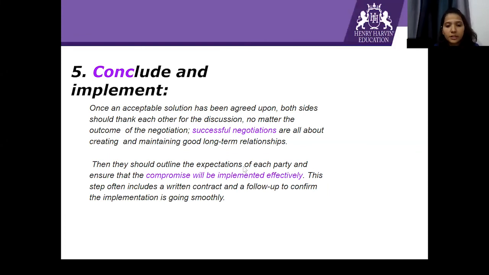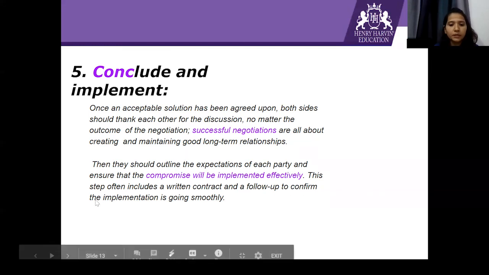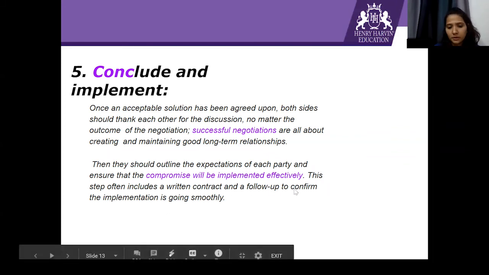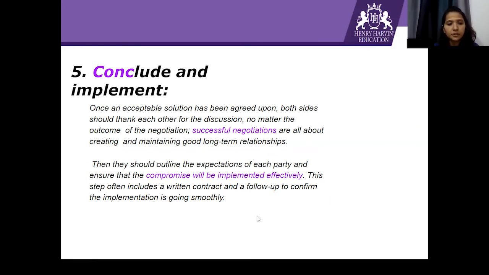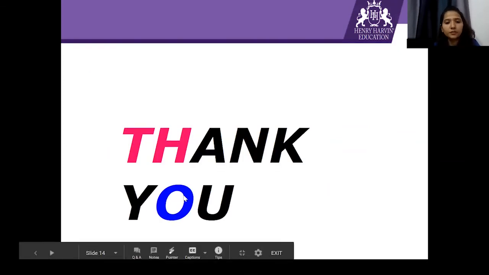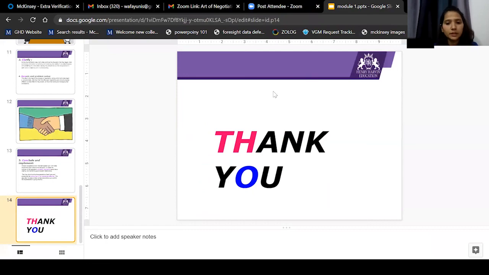Then they should outline the expectations of each party and ensure that the compromise will be implemented effectively. This step often includes a written contract and a follow-up to confirm the implementation is going on smoothly. So towards the end, once everything is decided and both parties have come to a consensus, the contract, the paperwork, the documentation, would be created along those lines. So this is your first module done.